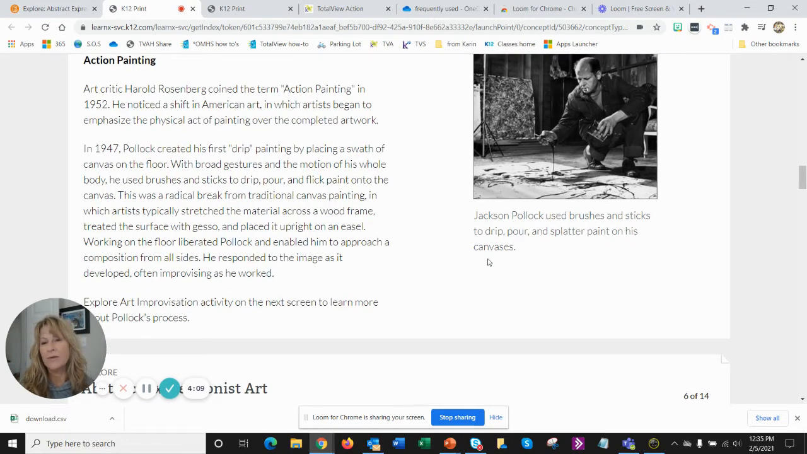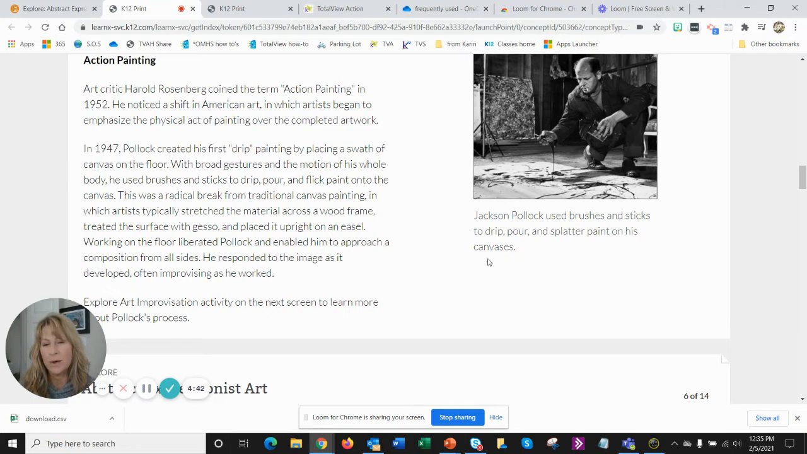Art critic Harold Rosenberg coined the term action painting in 1952. He noticed a shift in American art in which artists began to emphasize the physical act of painting over the completed work. In 1947, Jackson Pollock created his first drip painting by placing a swath of canvas on the floor. With broad gestures, so that means his arms are just flying, they're open wide, and he's using all of his range of motion and the motion of his whole body. He used brushes and sticks to drip, pour, and flick paint onto the canvas.